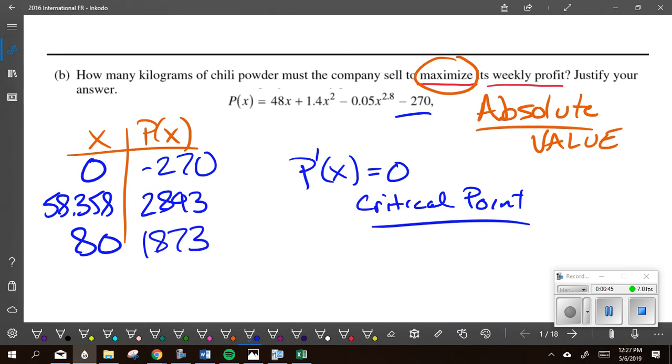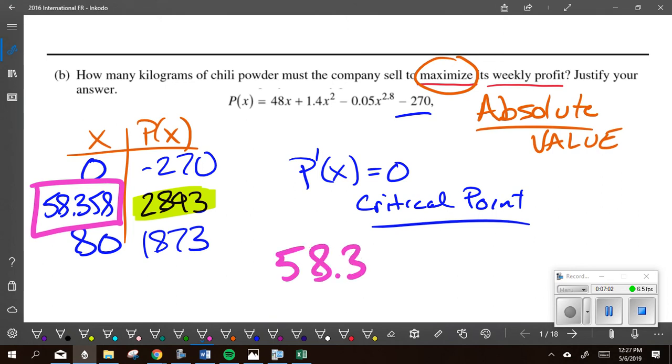How many kilograms must the company sell to maximize its profit? Which one's the biggest? The one that was the highest on the graph. It was obviously that. That is not the answer to this question. What was the answer to this question? 58, the amount of kilograms of chili powder. 58.358 kilograms is the actual answer to this question.